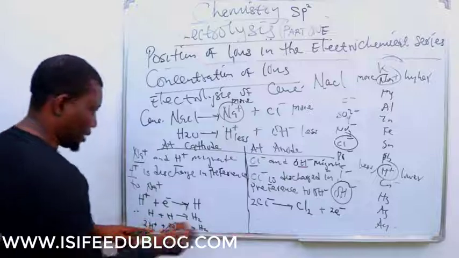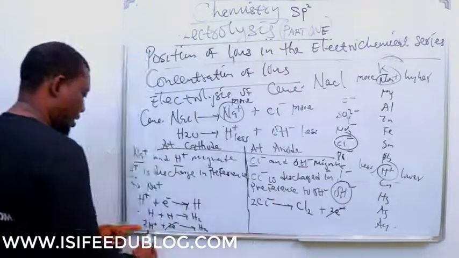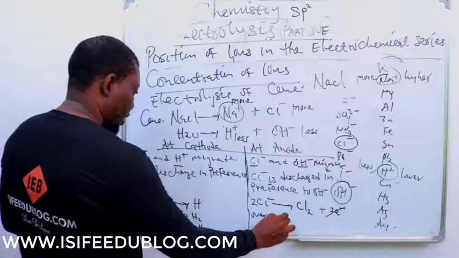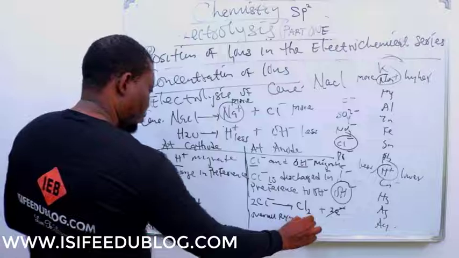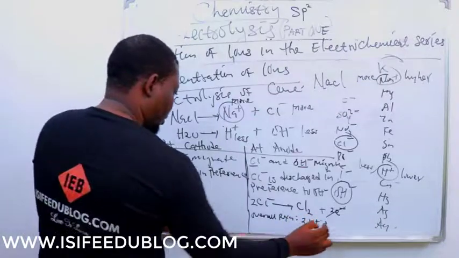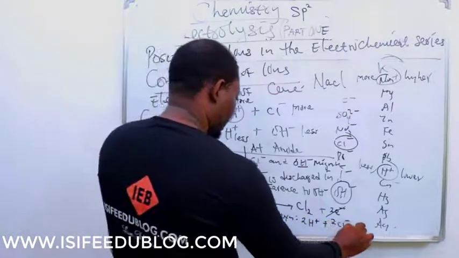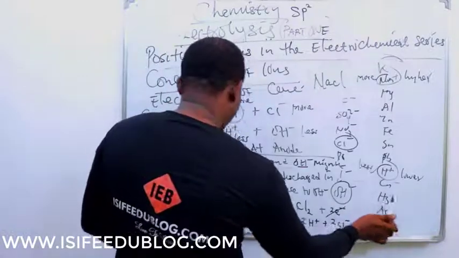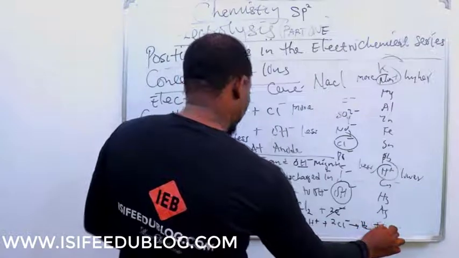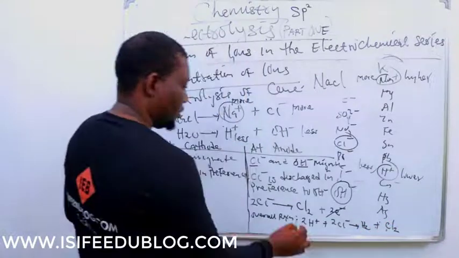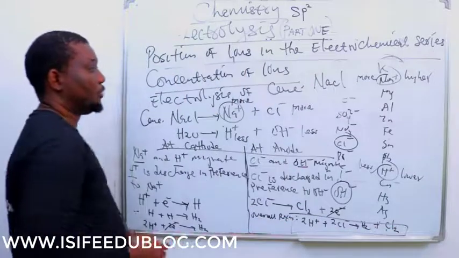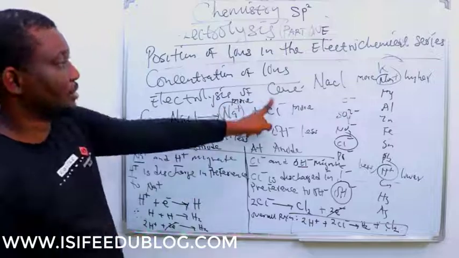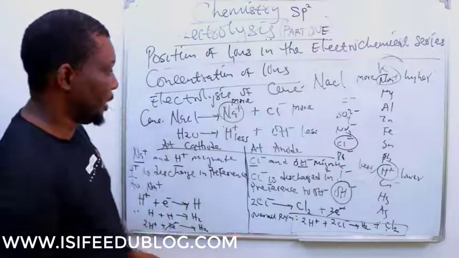So this one can cancel this one. My overall reaction will now be, I have the reactants here: 2H+ plus 2Cl- give me 1 mole of H2 plus Cl2. This is my overall reaction for the electrolysis of concentrated sodium chloride.